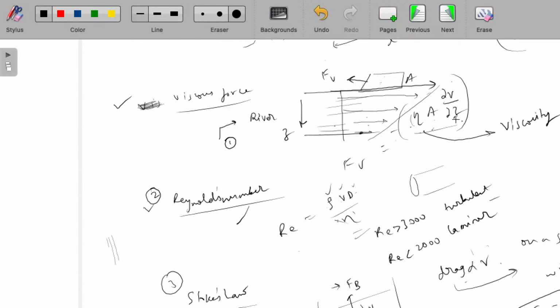What is dV by dZ here? The Z value here is the distance, right? Z is the axis. Let's say this is a river and this is the depth of the river. So Z is that vertical axis. And dV by dZ, dV refers to the velocity gradient here. So as I said, when the liquid is flowing through this channel, the velocity of the flow would have a gradient like this, right?